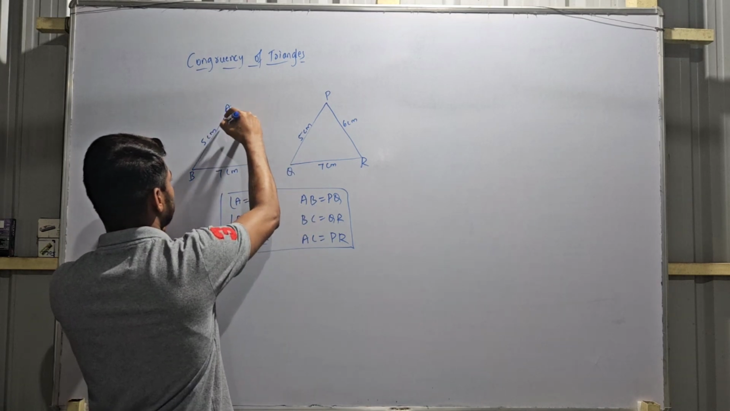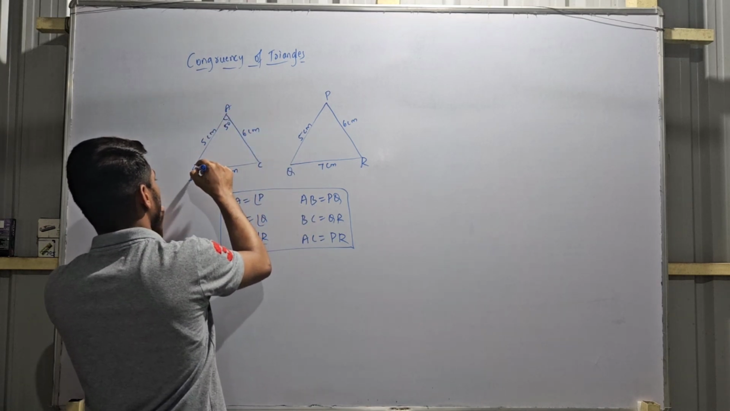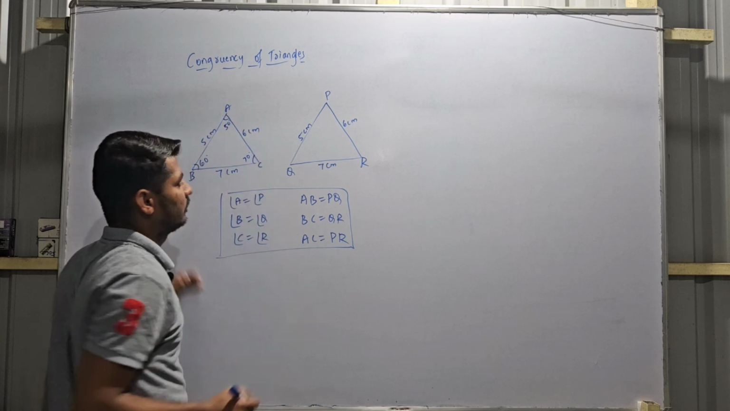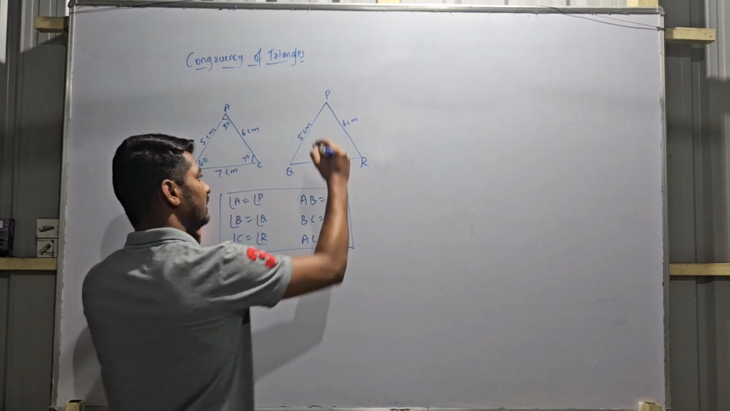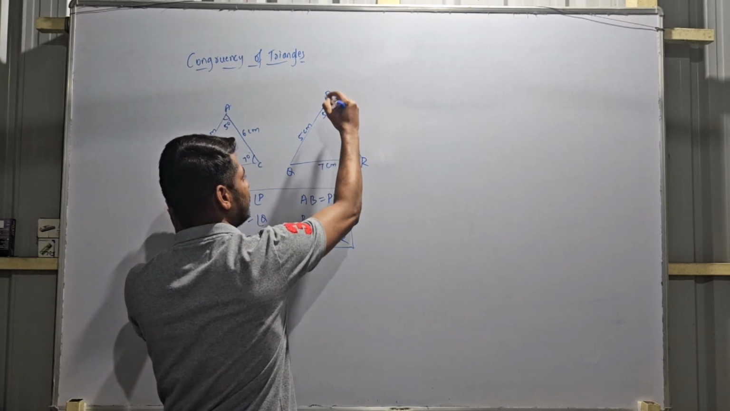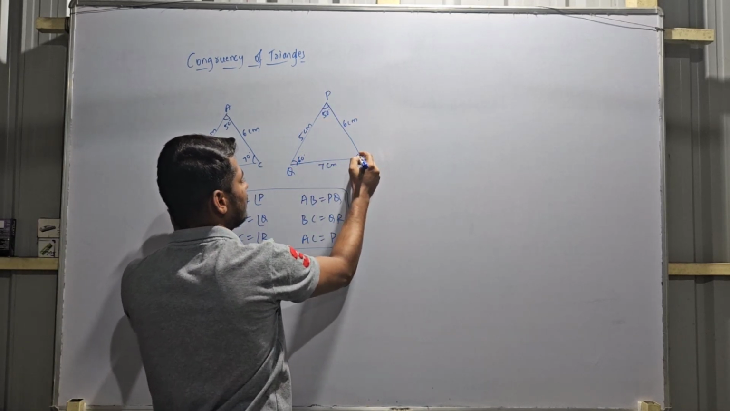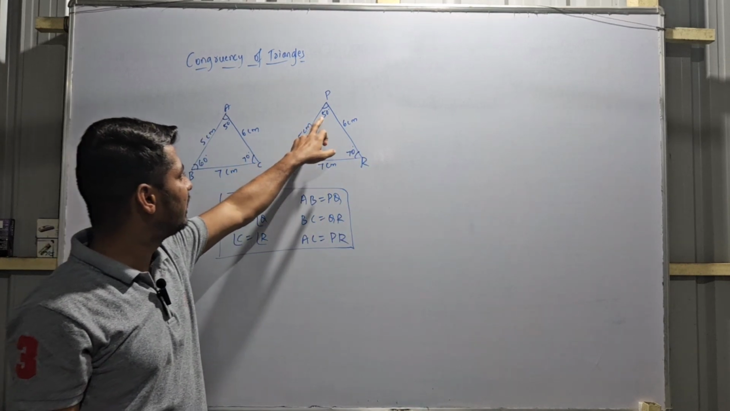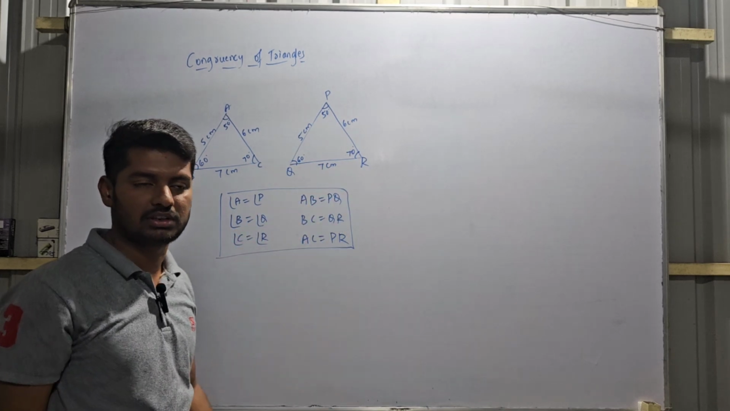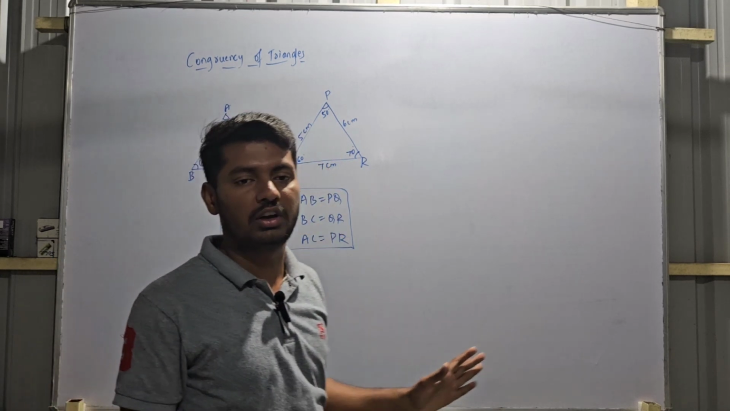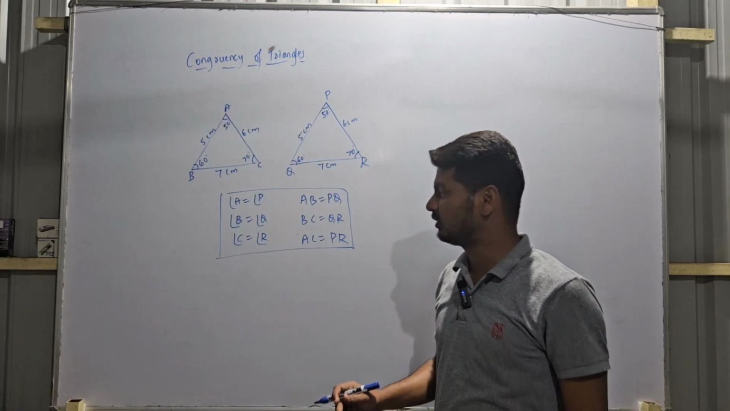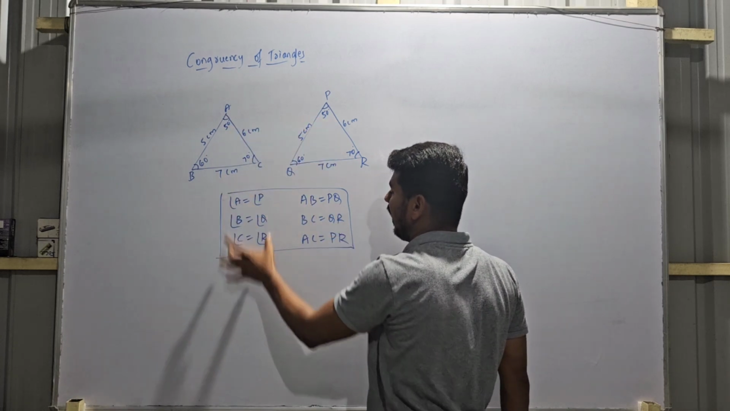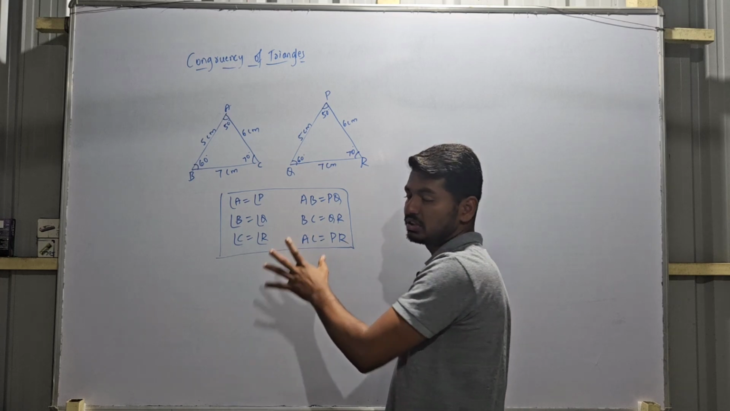Also suppose this is 50 degree, this is 60 degree, this is 70 degree. Here also the same angles should be there. If one angle is changed, that means here it is also 60, it is also 60, these two triangles are not congruent. For congruency, the two triangles need to have all the corresponding angles and the corresponding sides equal.